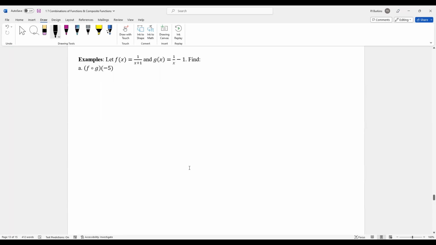All right, another example. We've got new functions f and g. We're going to do composites, and this one says plug in -5. So f of g of x is going to be what we do first. This is 1 over x plus 1, and for the x, we are plugging in the g of x function, which is 1 over x minus 1.